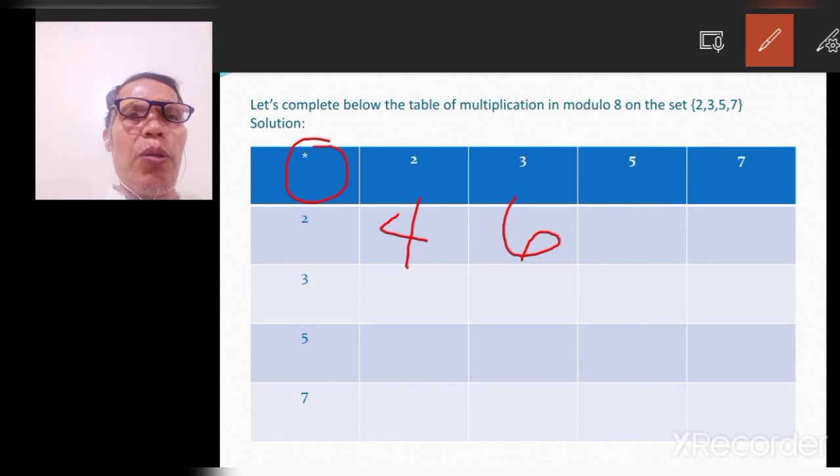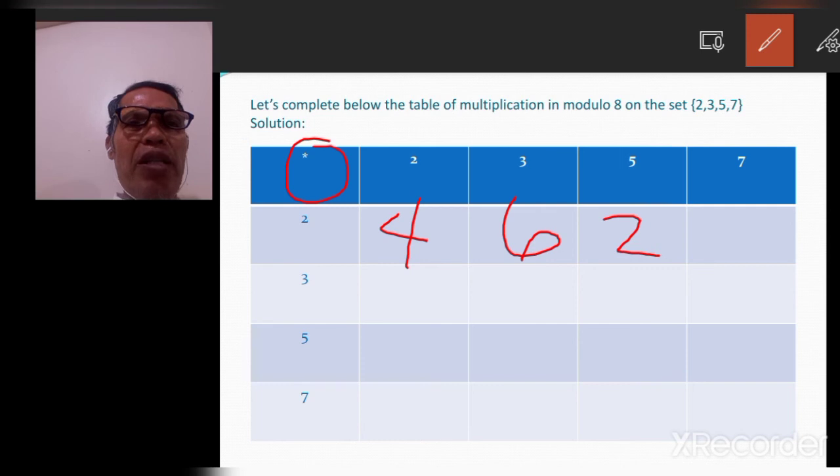So, what we are going to do is 2 times 5 is 10. Divided by 8 is 1. 1 times 8 is 8. 10 minus 8 is 2. Okay, for example, 2 blue times 7 white is 14. So, 14 divided by 8 is 1. 1 times 8 is 8. 14 minus 8 is 6.